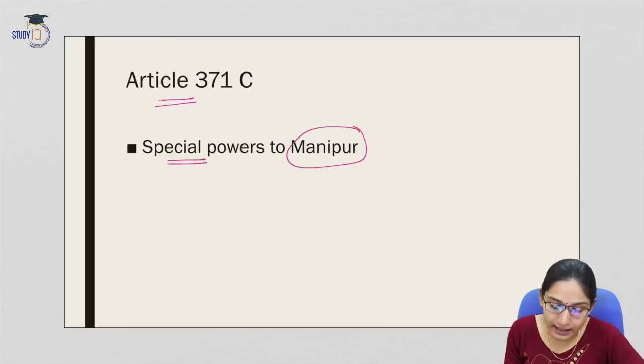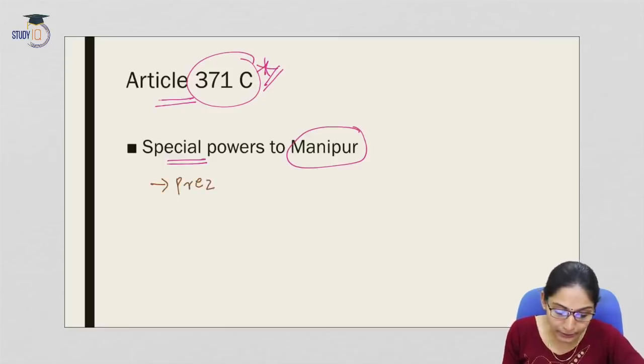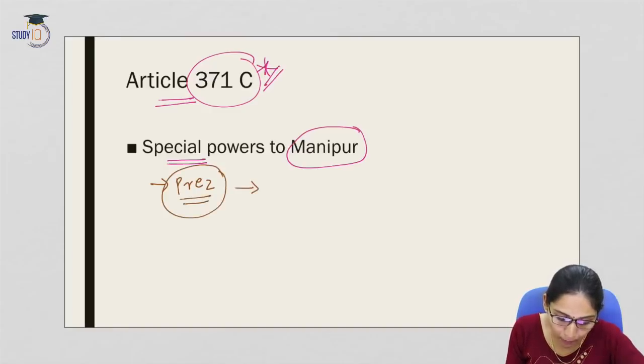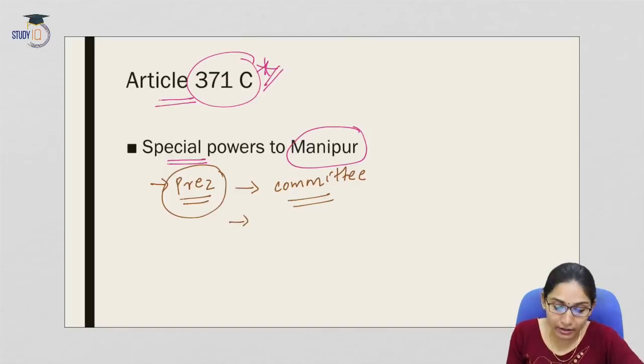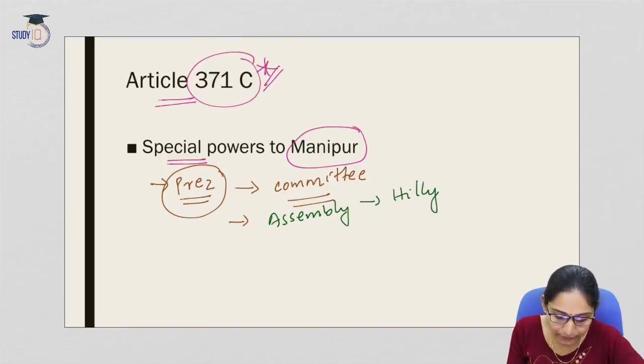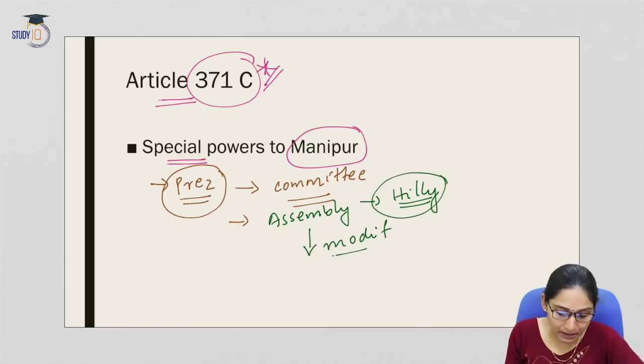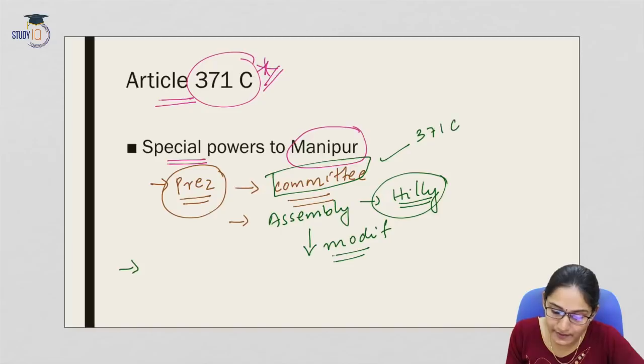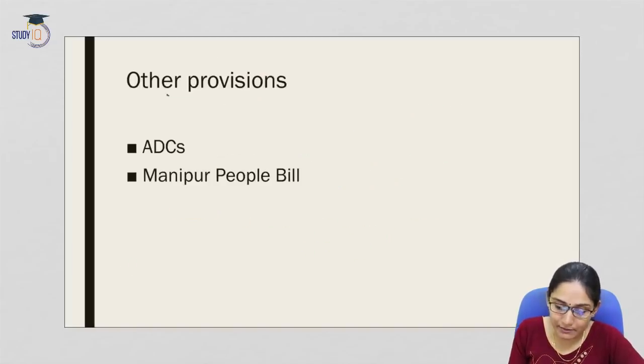Now, what is Article 371C? It mentions the special powers to Manipur. This article, very important, gives some special powers to the state of Manipur. So what are the special powers? The President of India may provide for the constitution and function of a committee of the Legislative Assembly of the state. This committee comprises members of the assembly elected from hilly areas of the state, and its primary purpose is to make modifications to the rules of business of the government and the rules of procedure in the Legislative Assembly. And also any special responsibility of the governor in order to secure the proper functioning of such committee. So this power to constitute the special committee has been given under Article 371C of the Indian Constitution.